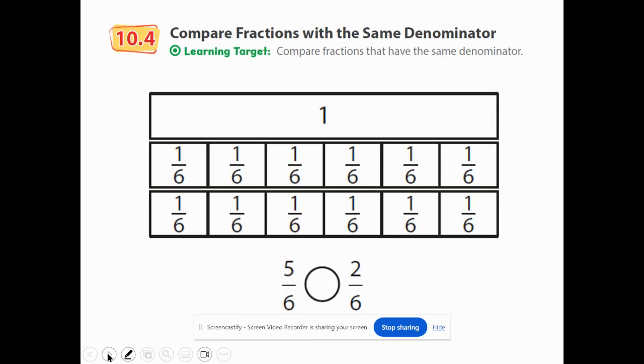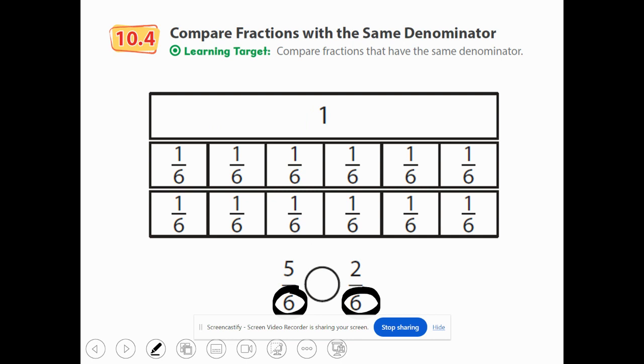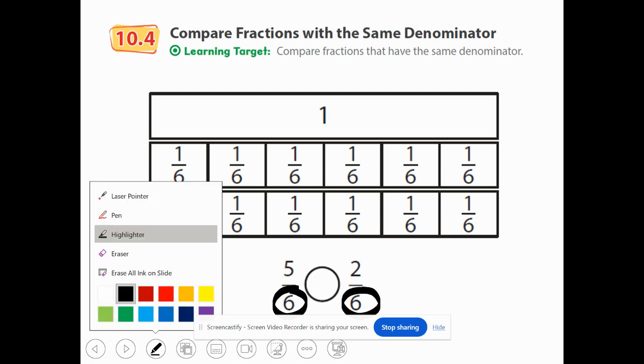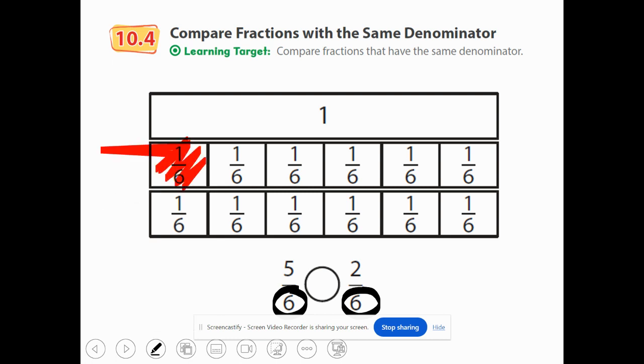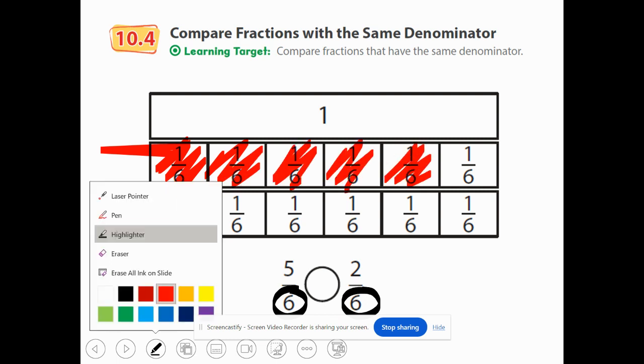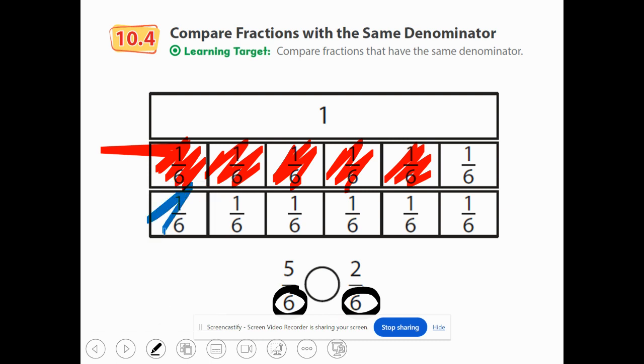All right, comparing fractions with the same denominator. Whenever you look at fractions that have the same denominator, you're always going to pick the one with the biggest number on top. I'm going to show you why. If we have 5/6, let's color in 5: 1, 2, 3, 4, 5. And then let's color in 2/6: 1, 2. The reason why we always pick the bigger number on top when my denominators match is because that bigger number is always going to be more. So 5/6 is greater than 2/6.